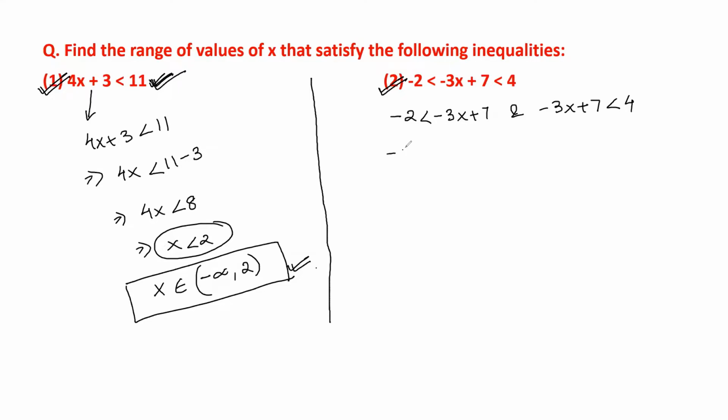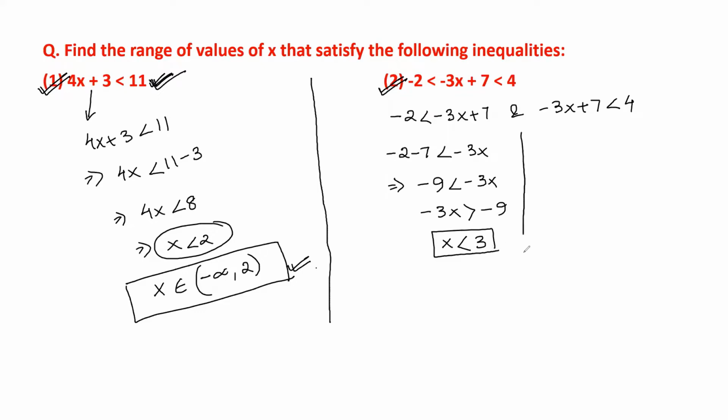If we solve the first inequality, I can bring this 7 to the left hand side. So this would be -2 - 7 < -3x, so this would be -9 < -3x, which can also be written as -3x > -9. Now let us divide both sides by -3. So this would be x, and this would be 3. And since we have divided by a negative number, this inequality sign will get reversed. So x would be less than 3.